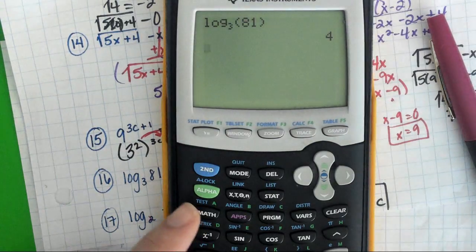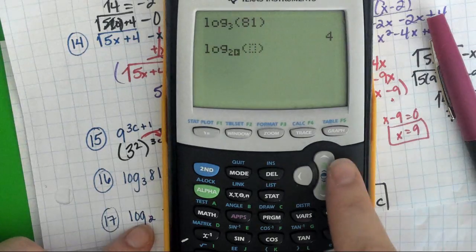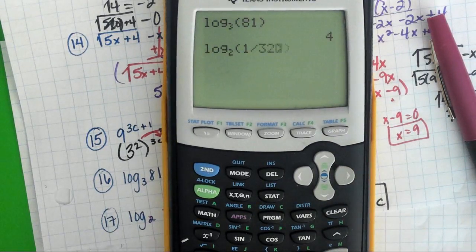Okay, and then for the other one, same thing, math, log base 2 of 1 over 32. And I get -5. So the answers are 4 and -5.